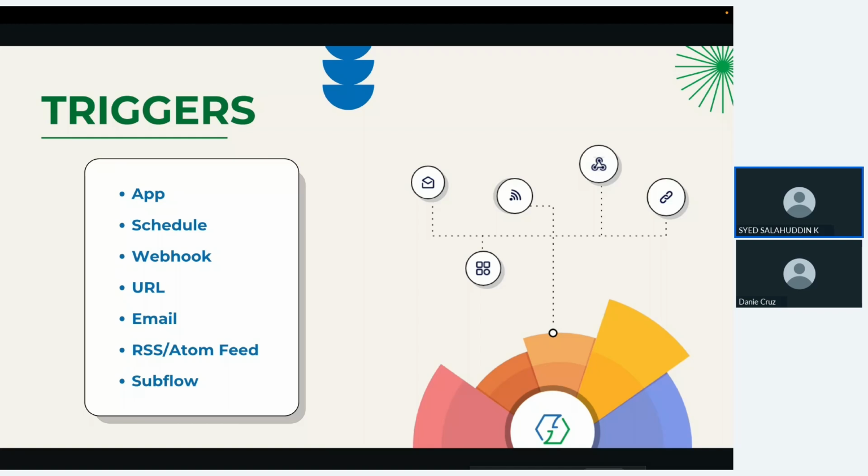And as for the RSS or Atom feed, it is a Really Simple Syndication trigger that fires whenever an item is posted in the specified RSS feed. And then the subflow, which is the built-in trigger point for Zoho Flow, where you can create another flow based on which this main flow can be triggered.